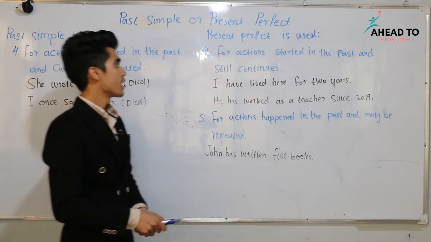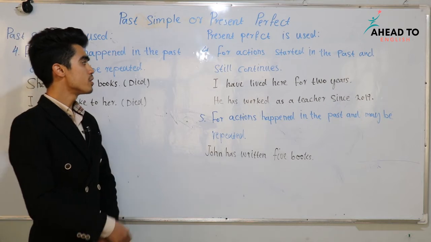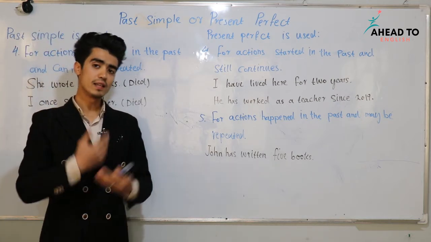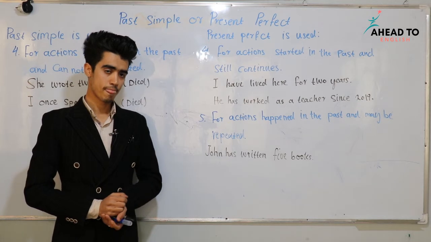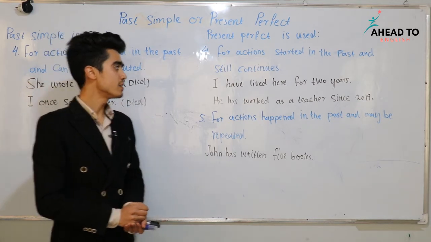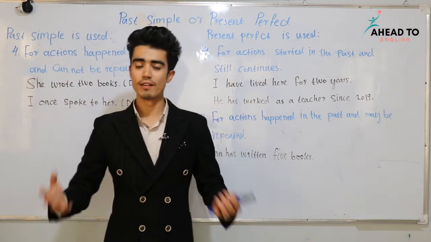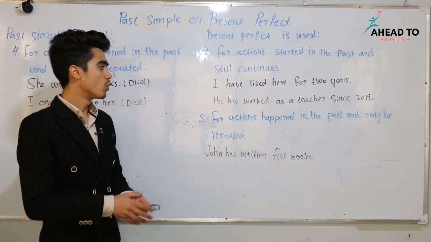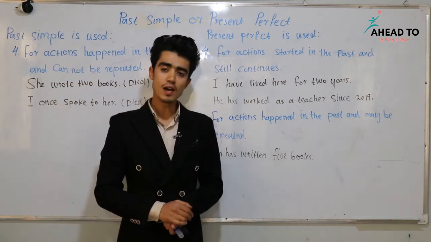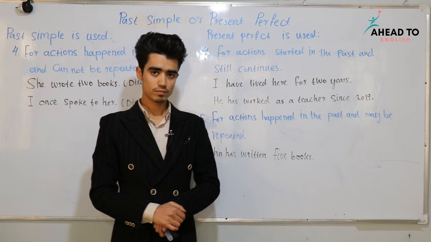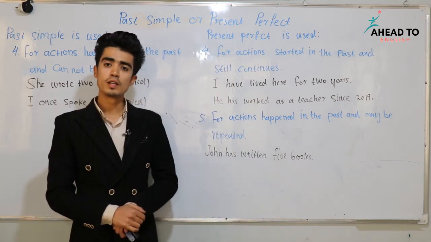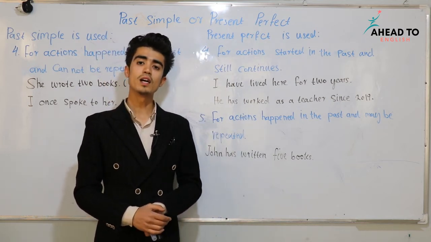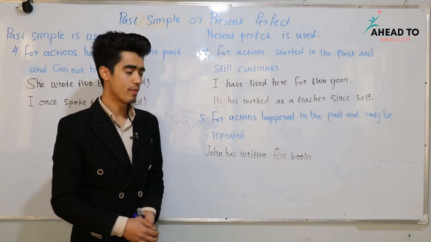But we use present perfect tense for actions started in the past and still continuing. For example, I have lived here for 2 years. Or he has worked as a teacher since 2019.